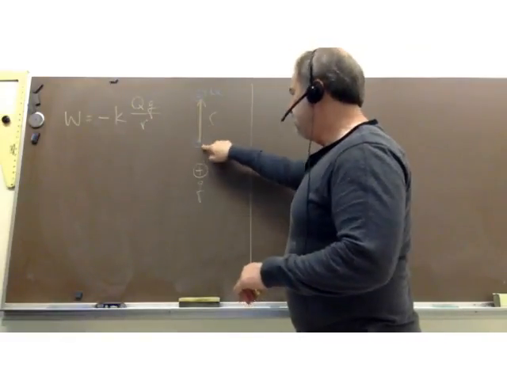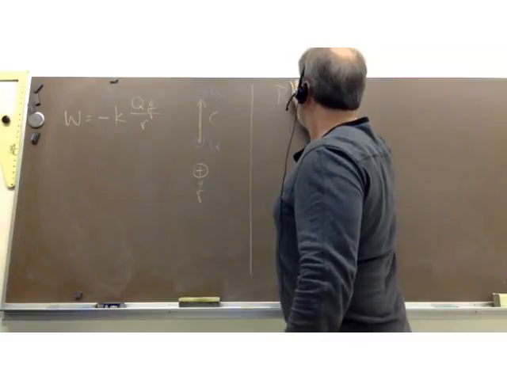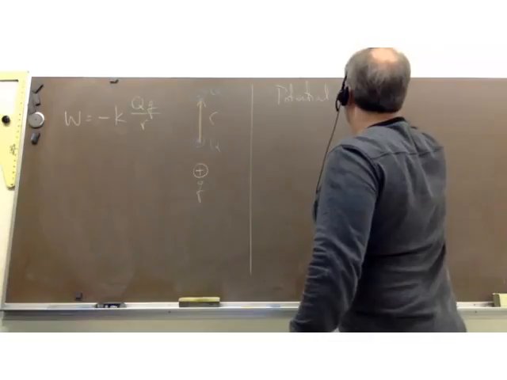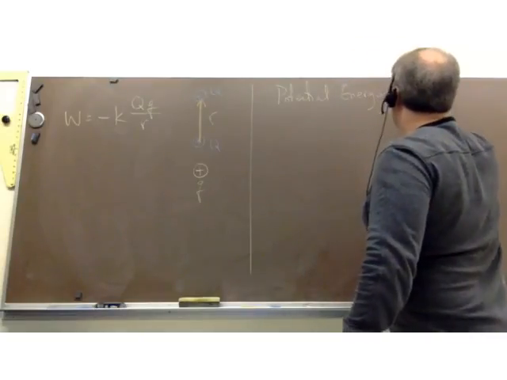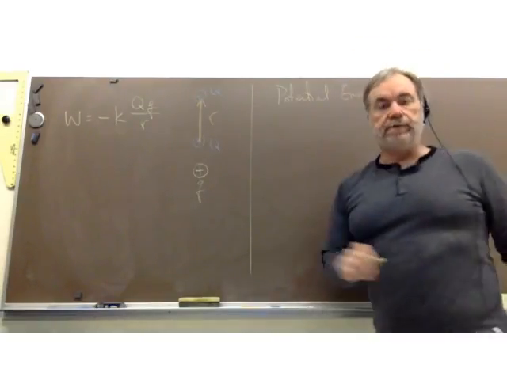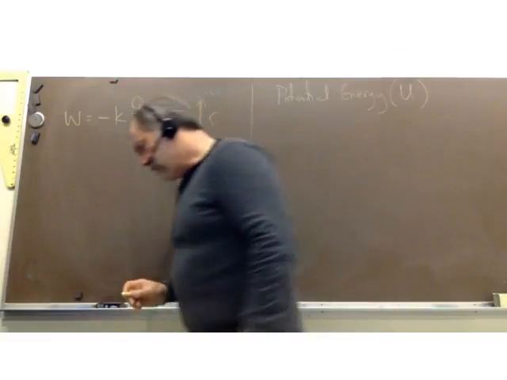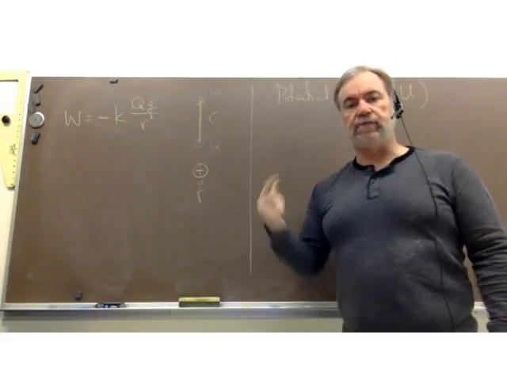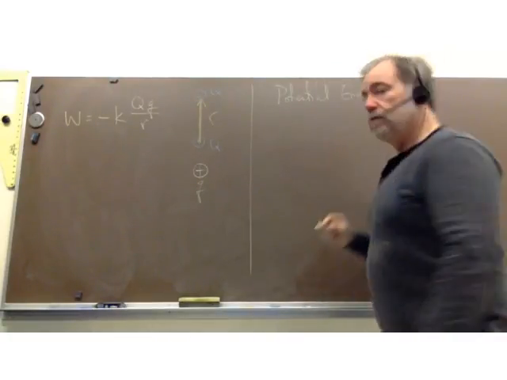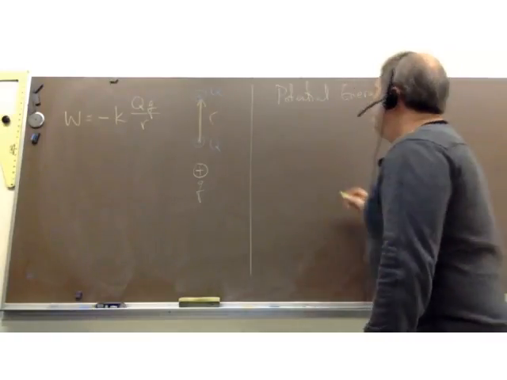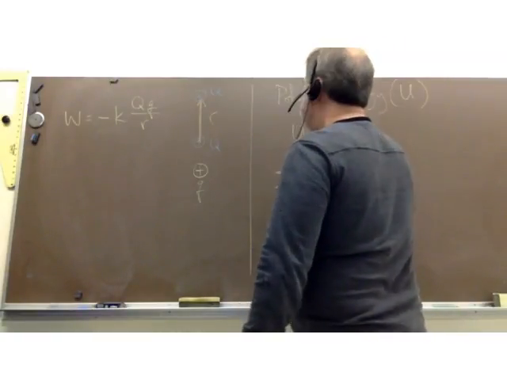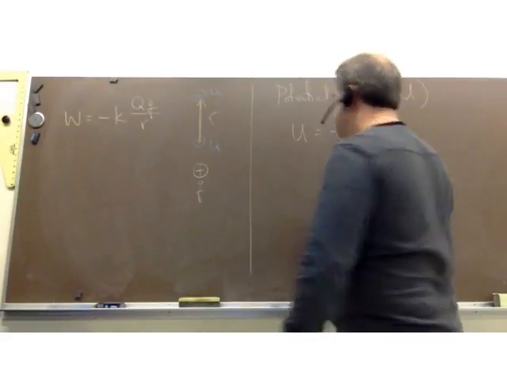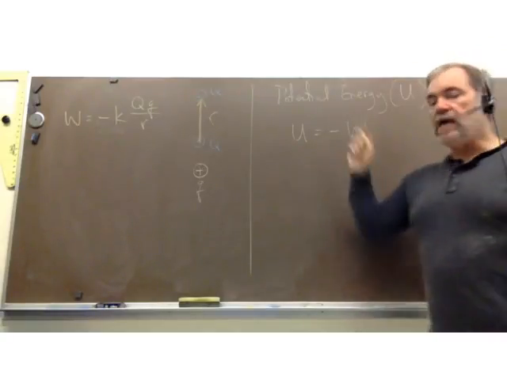At this position, the potential energy, which I will use the symbol capital U to represent. Your book, I think, uses capital U sub E or capital U sub ELEC for electric or something. I'm just going to let it be capital U.